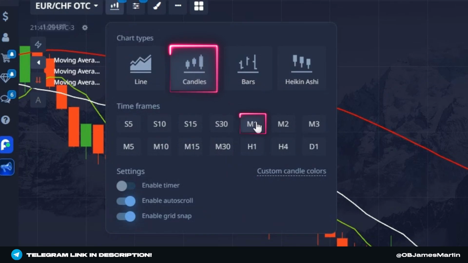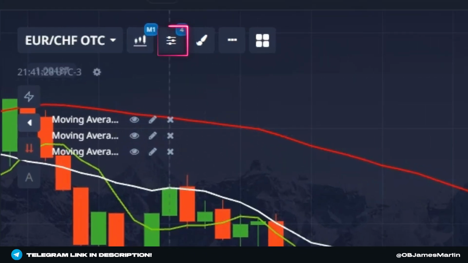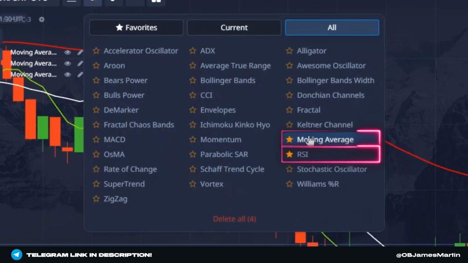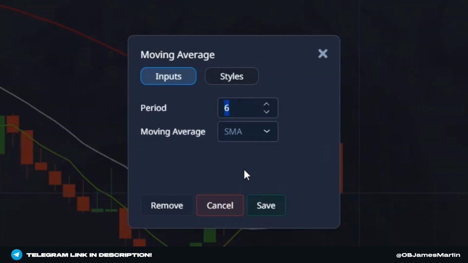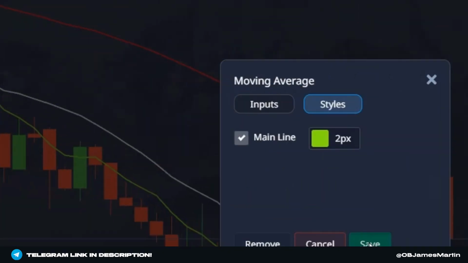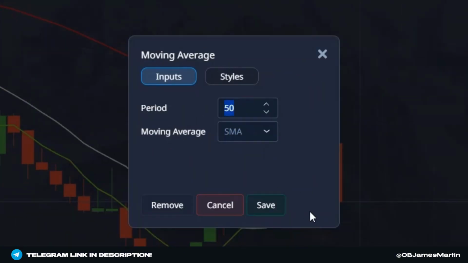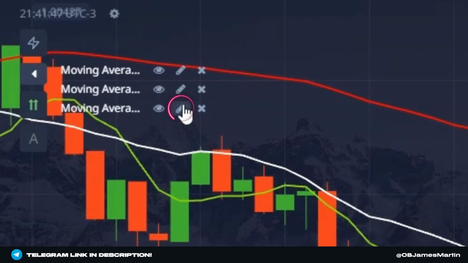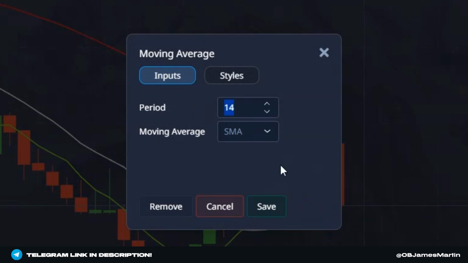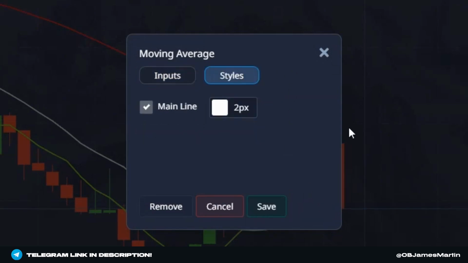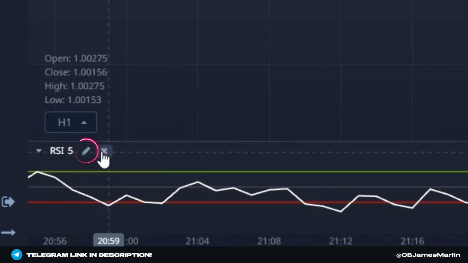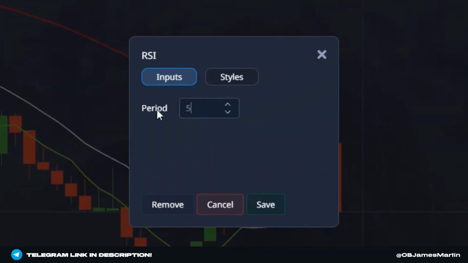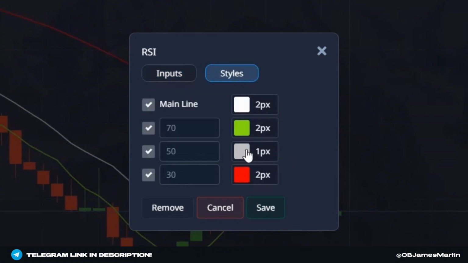So we're going to use classic candles on a 1 minute time frame. We're going to use 3 moving average lines and the RSI, okay? For the first one, 6 period, simple moving average, the color is up to you. The second one is 50, and the color is red. And the third one is 14, a white line, okay. Now for the RSI, guys, we're going to use a period of 5. Okay, and those are the colors that I want to use.